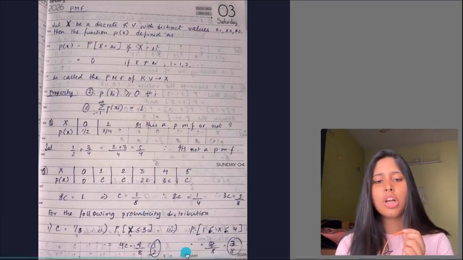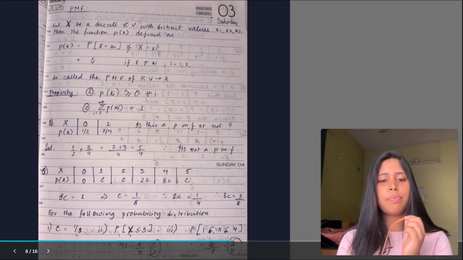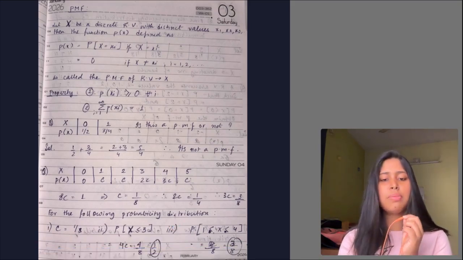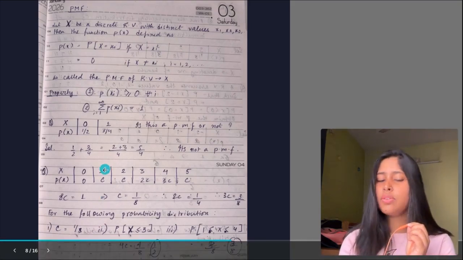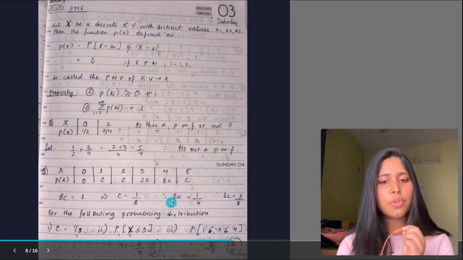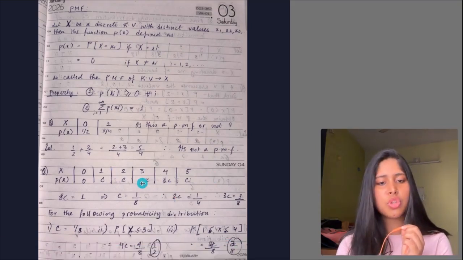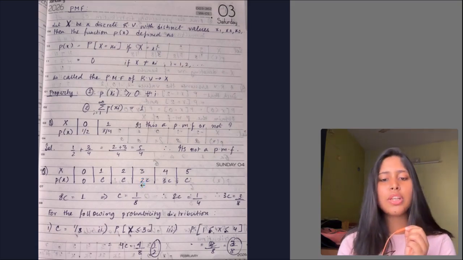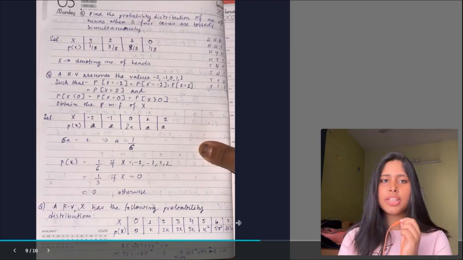All right. Now coming to the third question. What is the third question? Probability of x lying between 1 and 4. This is an open interval. Here, will you include 1? You will not include 1. And will you include 4? You will not include 4. So the answer will be 3c. c plus 2c is 3c. So 3 into 1 by 8, which is 3 by 8. All right. Now coming to the next question.